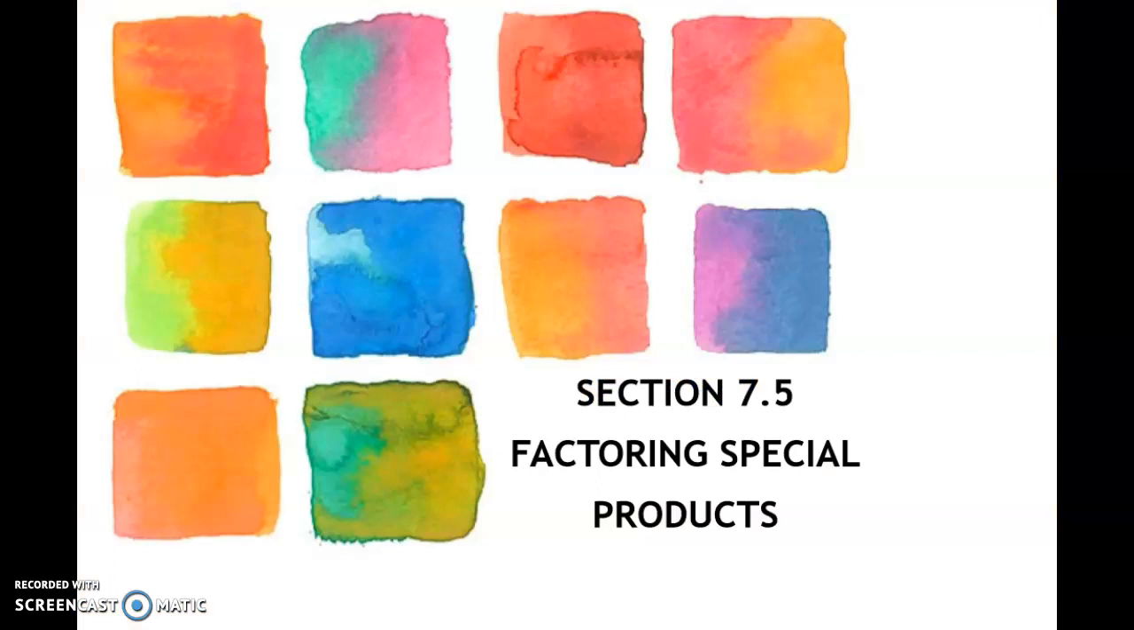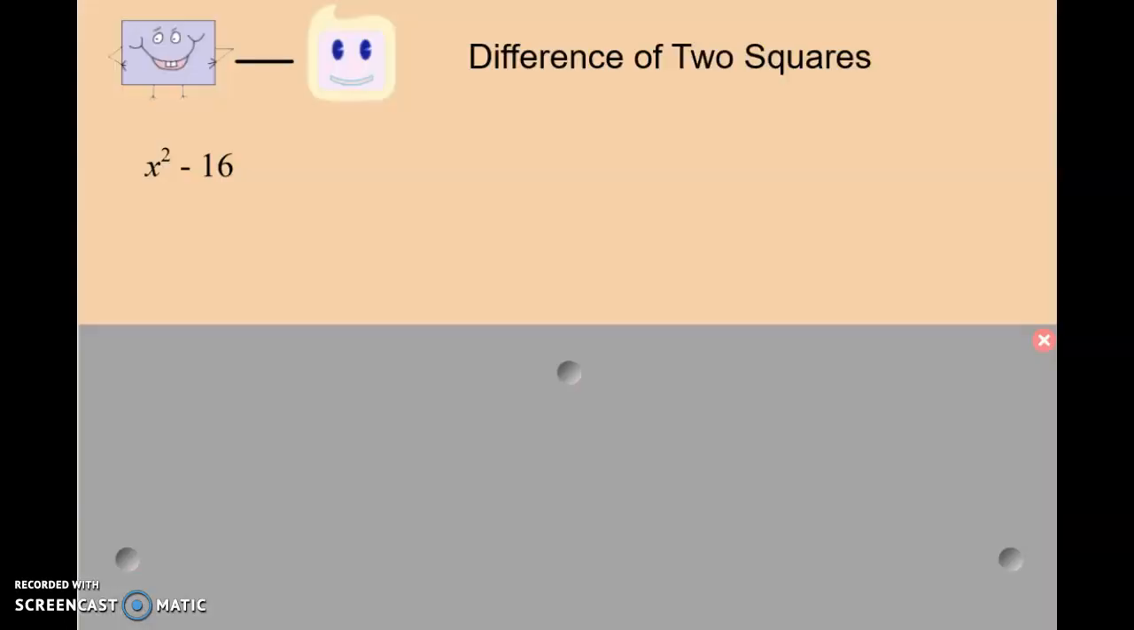Today's lesson is section 7.5, which is factoring special products. The first type of problem is called the difference of two squares. You'll notice that in those two terms, it's a binomial, but each of the terms is a perfect square. Notice that there's no term in the middle.